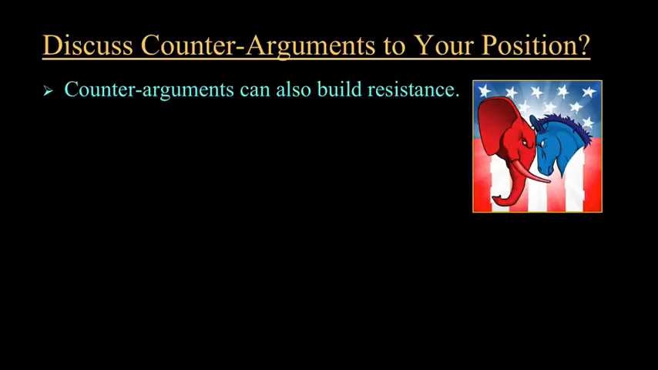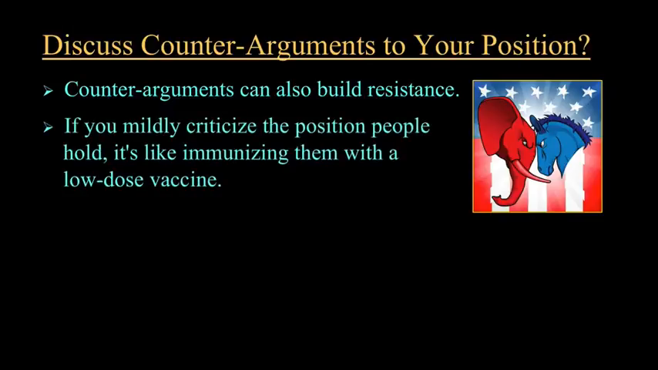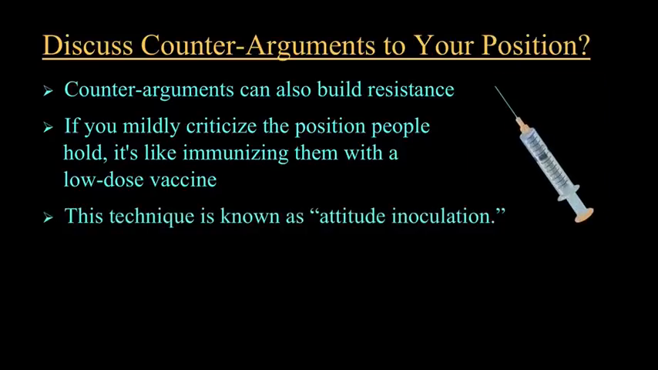Here's how. If you mildly criticize the position people hold, enough so that they defend their position and generate reasons for it, but not so much that they change their mind, it's like immunizing them with a low-dose vaccine. In fact, this technique for building resistance is known in social psychology as attitude inoculation. And as covered in one of your readings for this week, it's been used in everything from political campaigns to helping children resist peer pressure when it comes to smoking cigarettes.